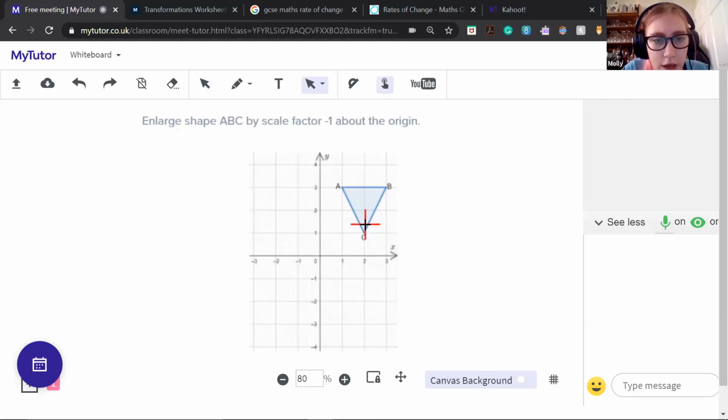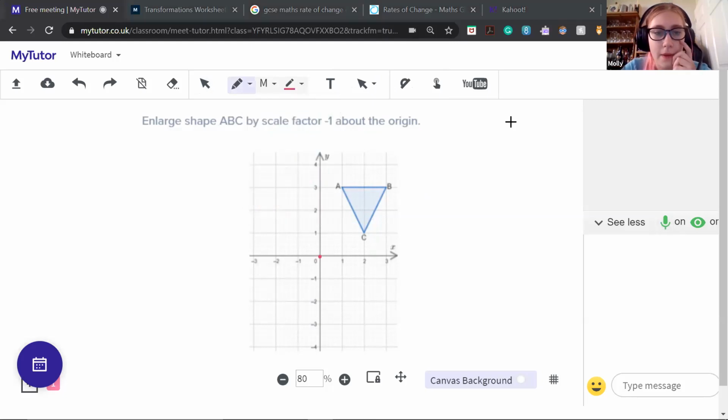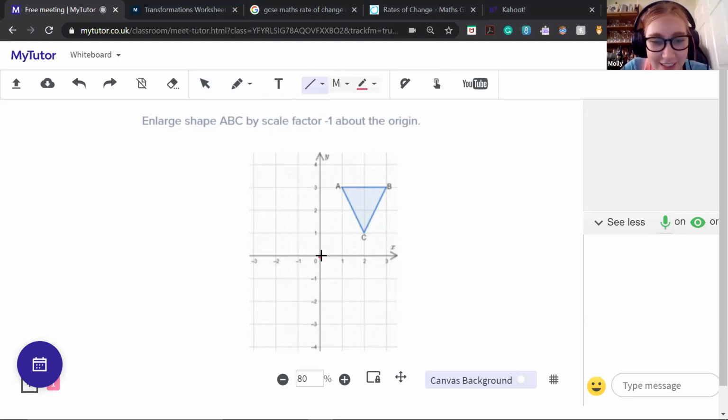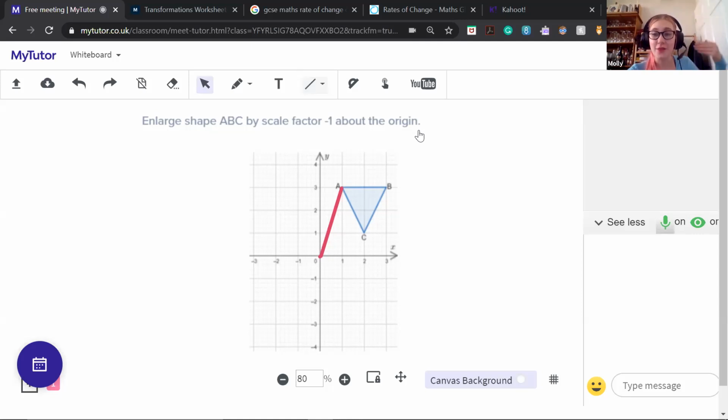So now we want to enlarge this about the origin, so the point in the middle, scale factor -1. So what we do here, this is super interesting. So let's do this in pink again. We'll mark our point, the origin. And then we'll go from our origin to our point A. Oh, wanted that to be a line. To our point A. And now -1 lots of that is going in the other direction. So if one lot of it moves you forward by that much, -1 lot moves you back by that much.